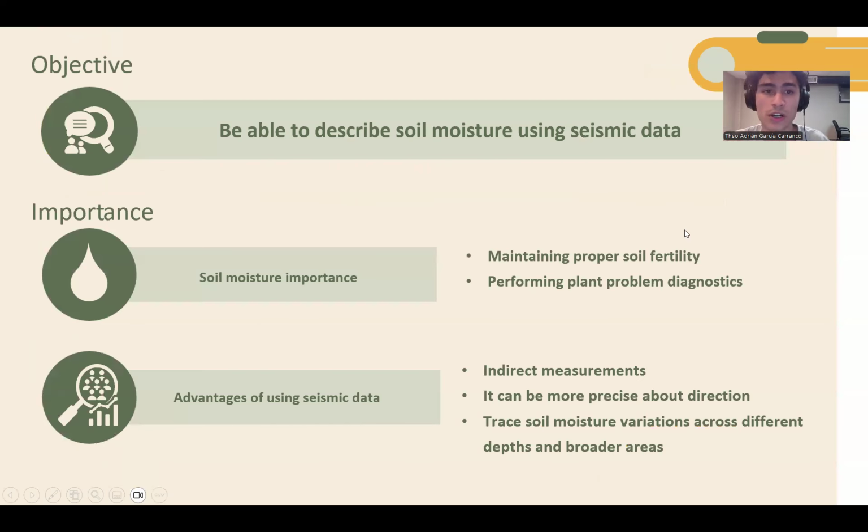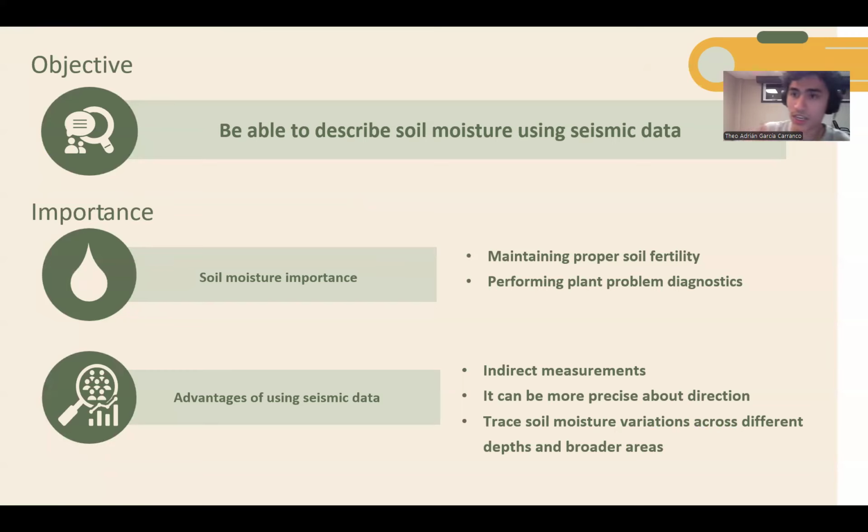So the objective of the talk is to be able to describe soil moisture using seismic data. The importance of being able to measure soil moisture is that it is a very good indicator of how the forest is doing and its fertility, and it is a very good way of making plant diagnosis.